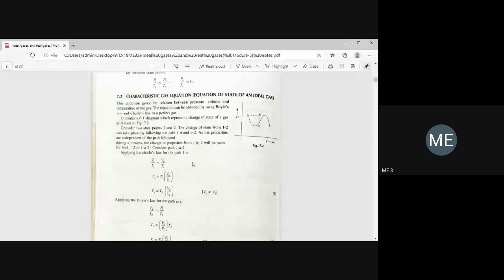The characteristic equation we already studied, that is PV equals mRT. This gives the relationship between pressure, volume, and temperature of the gas. This equation can be obtained by the gas law. Now consider a PV diagram which represents change of state of gas as shown in the figure. Consider two state points 1 and 2. The change of state from 1 to 2 can take place by following the path 1 to A and A to 2, and the properties are independent of the path followed.